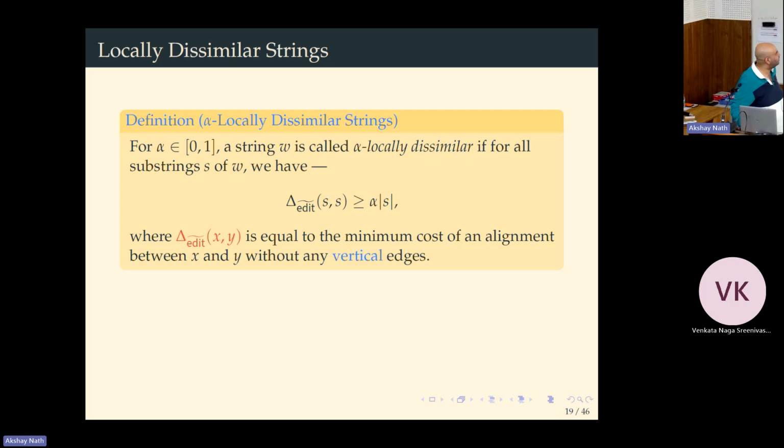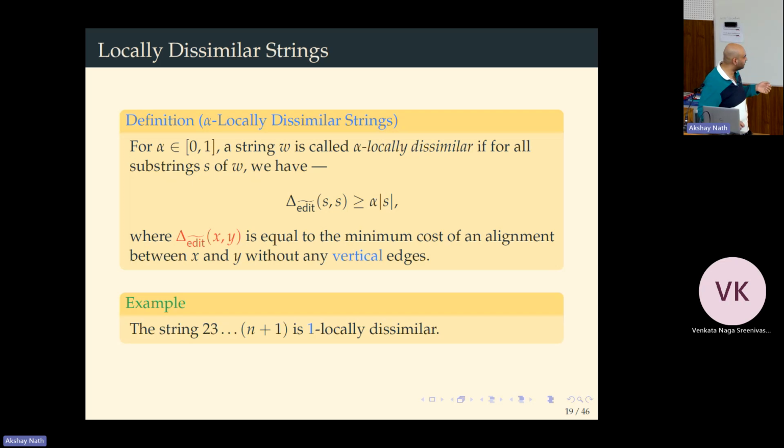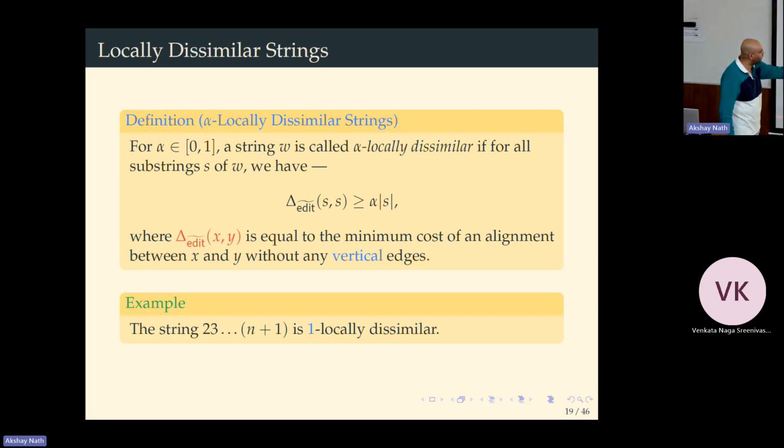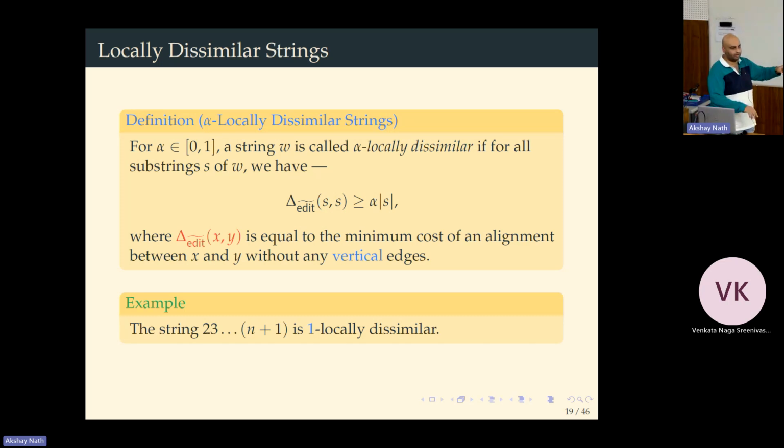The question is, when can we achieve this? On what alphabet and so on? Notice that the string 2, 3, up to n plus 1 is 1-locally dissimilar. If I take any substring and I try to align it to itself without allowing the vertical, I have no matches at all. So with alpha equal to 1, I pay the whole thing.